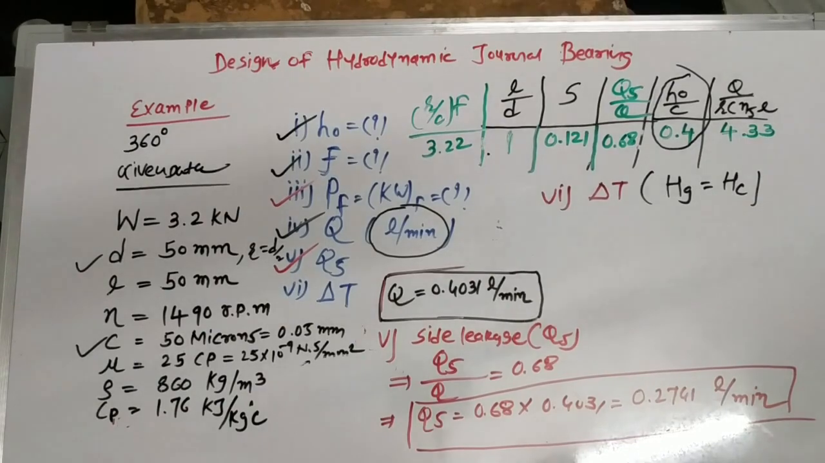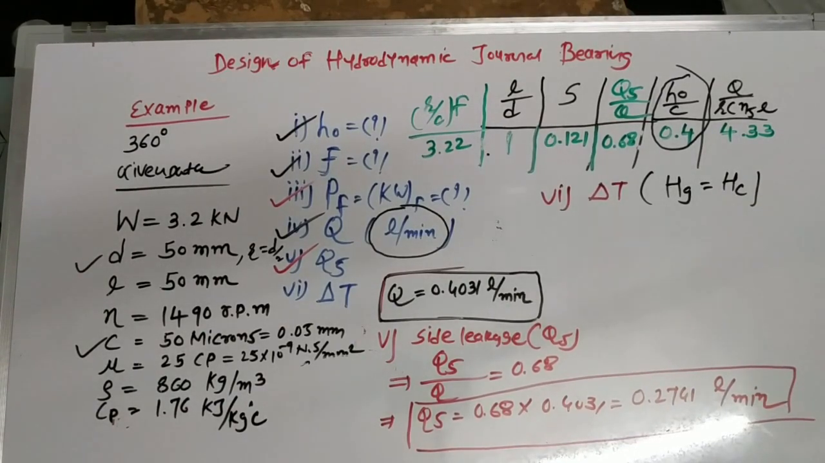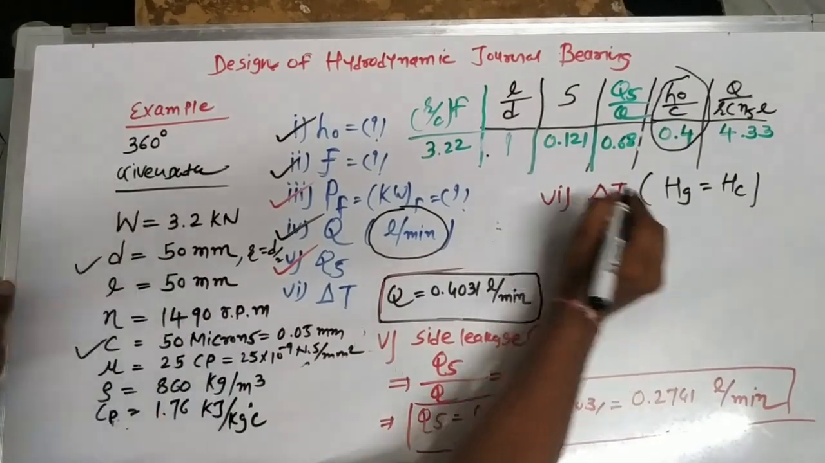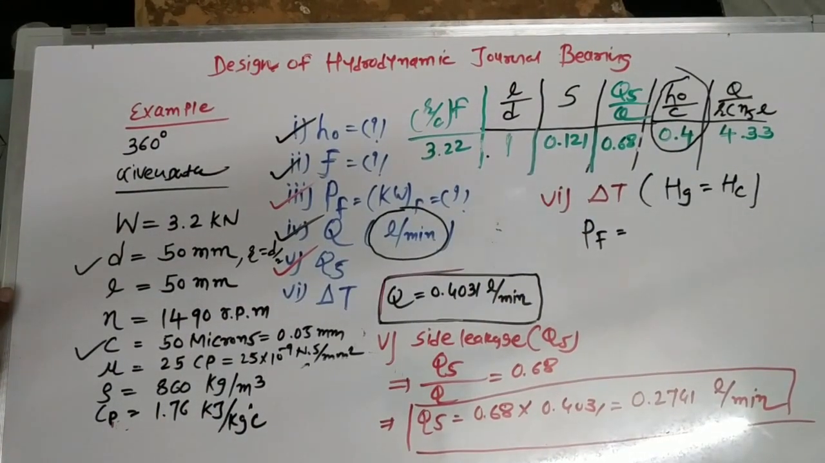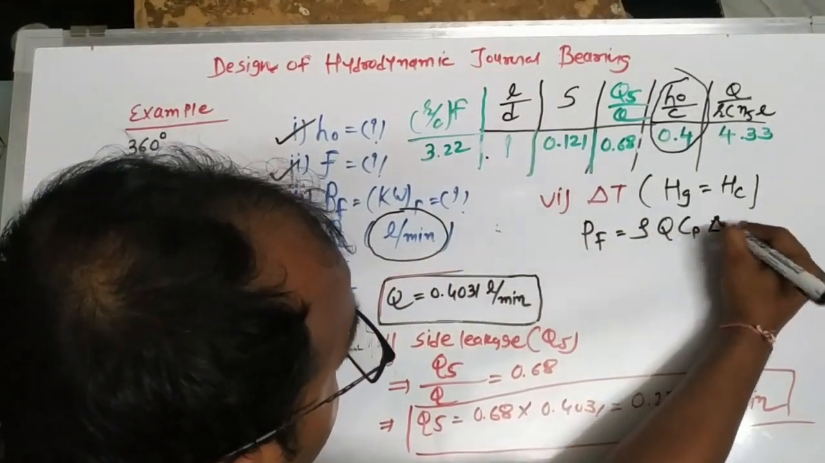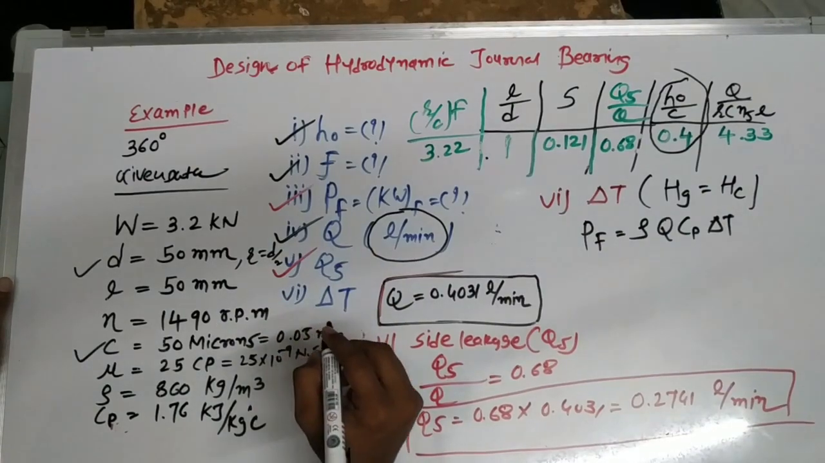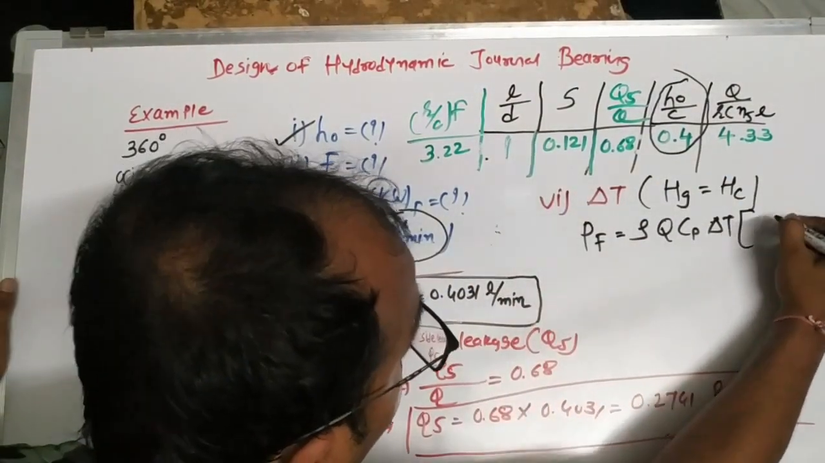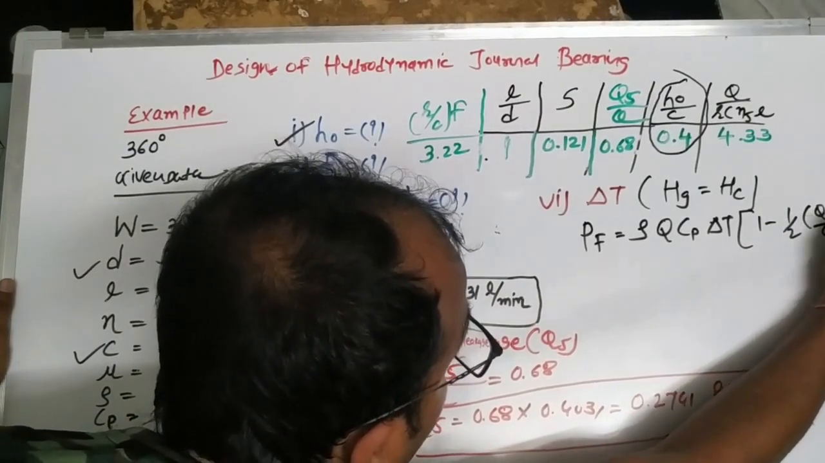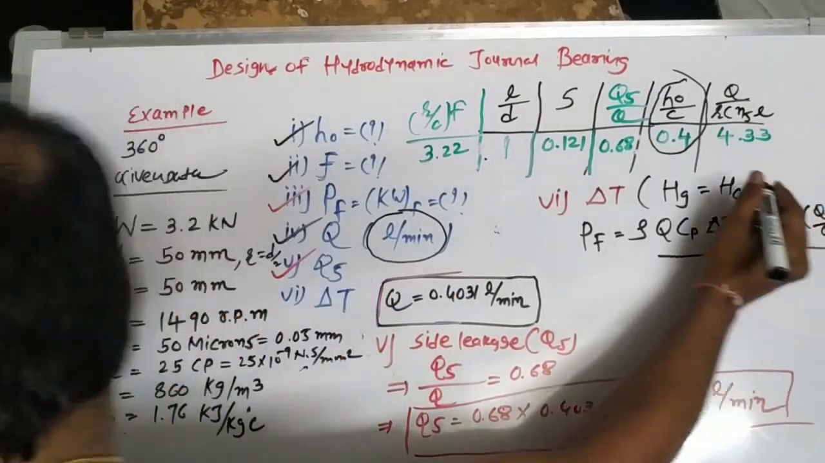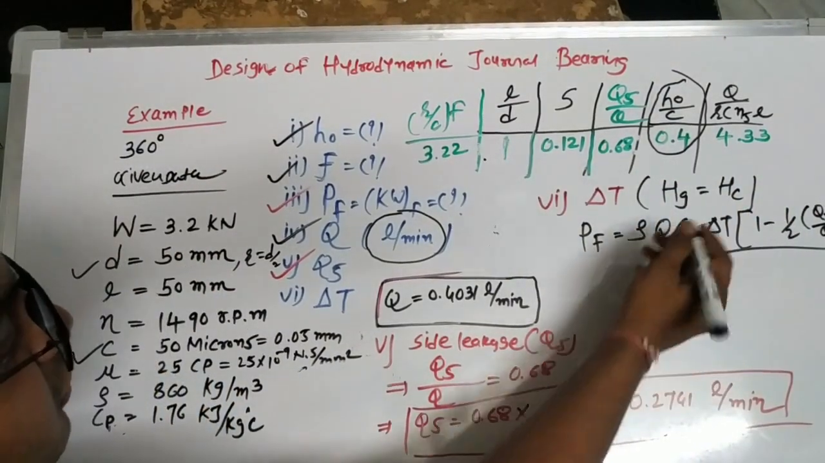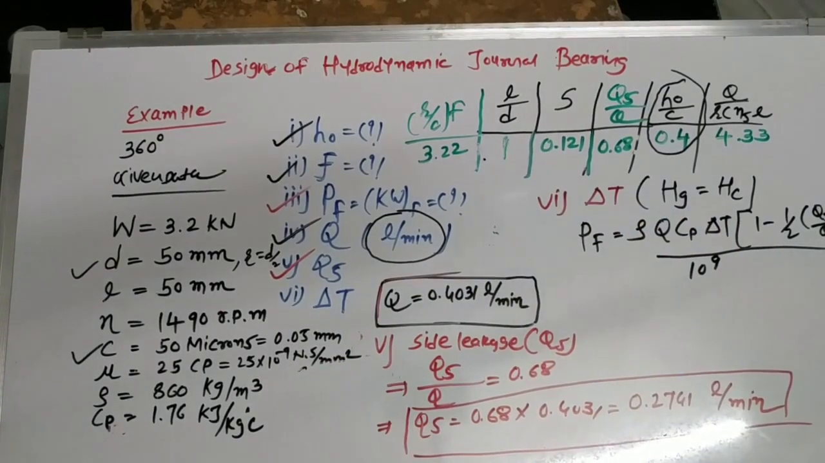So I can put that equation directly, and based on that the final equation becomes Pf equals rho Q Cp delta T times (1 minus 1/2 QS by Q), divided by 10 raised to 9, right? That equation we have already seen in the design procedure, so I can use this equation directly.